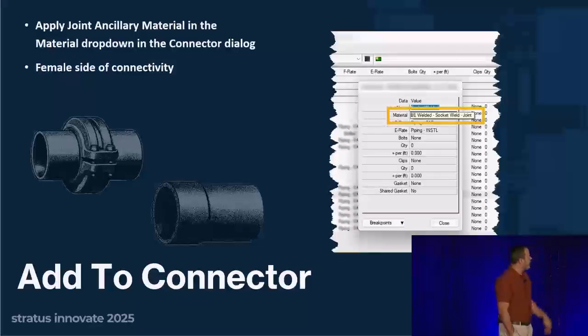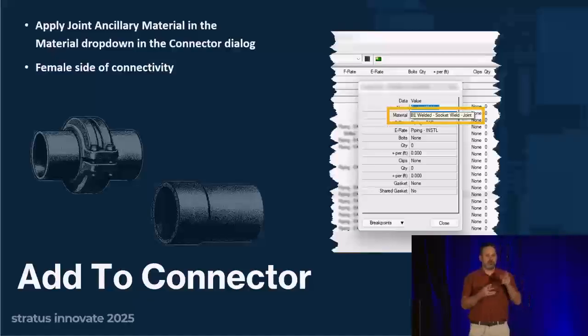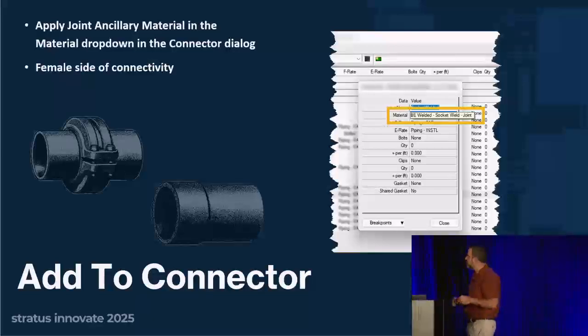And put it on the female side of the connectivity logic, right? So we don't want to double up on this. If you're going to put it on a hub system or even a no hub system, you'll put this ancillary on the coupling, right? You don't want to put it on the pipe, okay? So when they come together, you'll know it's picking up from both ends, okay?